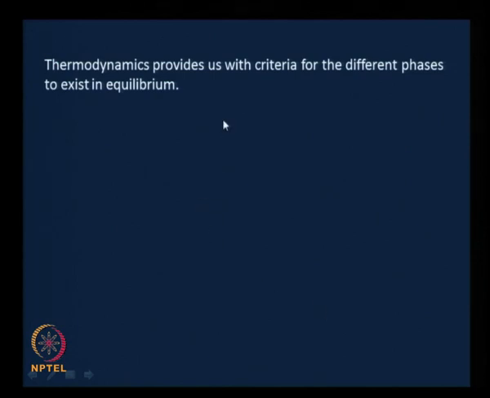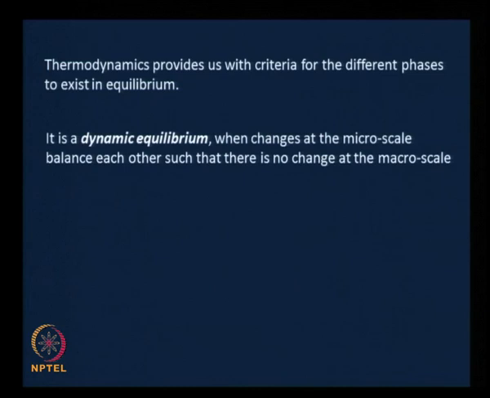Thermodynamics provides us with a criteria for different phases to exist in equilibrium. It tells us a priori when they will be in equilibrium, and that is the power of thermodynamics. It is a dynamic equilibrium when changes at the micro scale balance each other so that there is no change at the macro scale. At the equilibrium conditions, processes do take place, but the rate of the process in one direction equals the rate of the process in the other direction at the micro scale, and therefore both the rates cancel each other, and net at the macro scale we do not find any major difference.